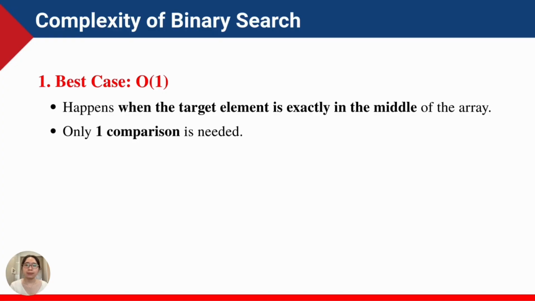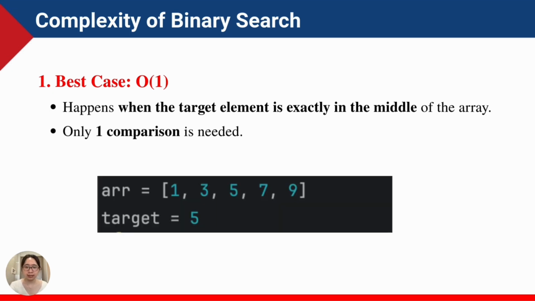So let's talk about the time complexity of binary search. Let's start with the best case. The best case for binary search happens when the target element is located exactly in the middle of the array during the first comparison. As you can see in this example, the target is 5 and the middle element is 5. We perfectly match the target. So in this situation, binary search only needs one comparison. That's why the best case time complexity is O(1).